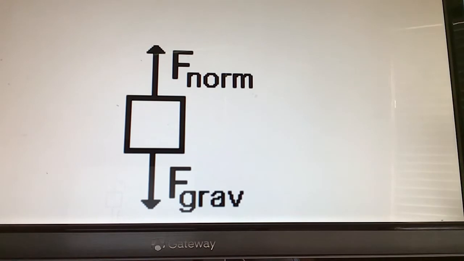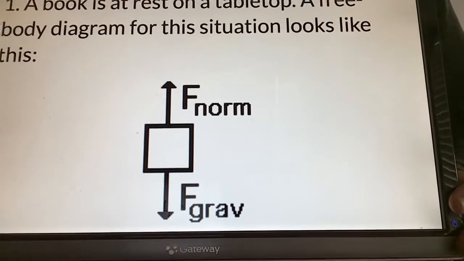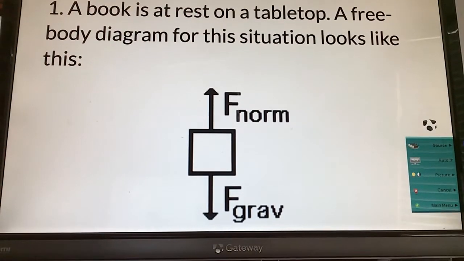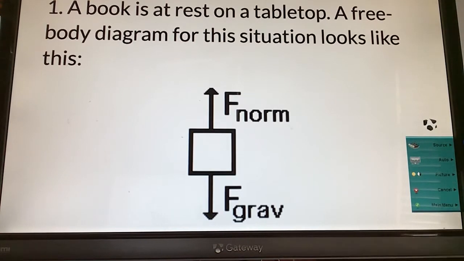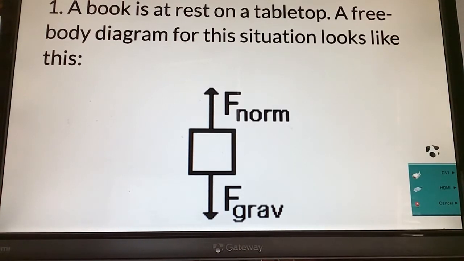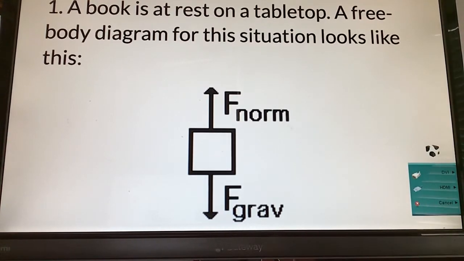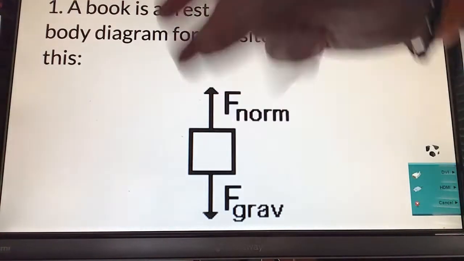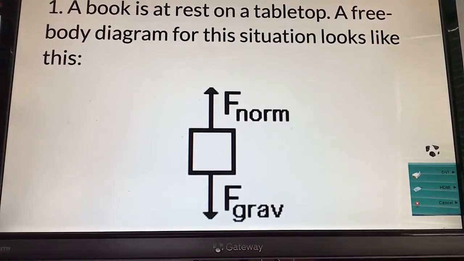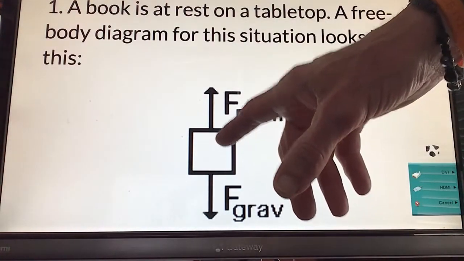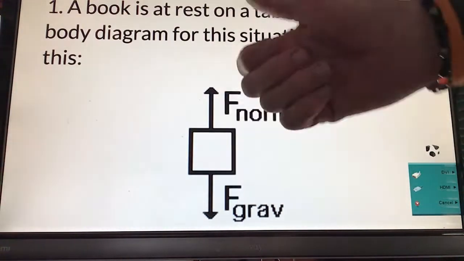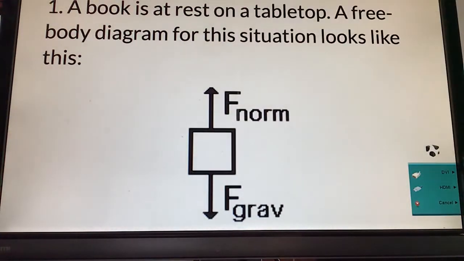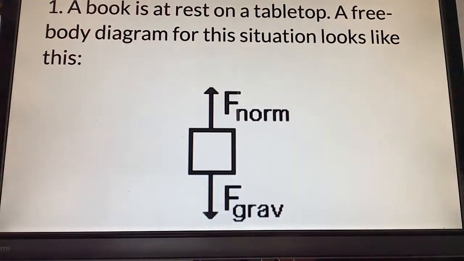All right. Here's some examples. I've got to shrink this down a little bit to get it on the screen. There we go. Number one is a book at rest on a table. A free body diagram for this situation looks like this. The book is on the table. Gravity's pulling down on it. Normal force is pushing up from the table on the book. That's what that free body diagram would look like.